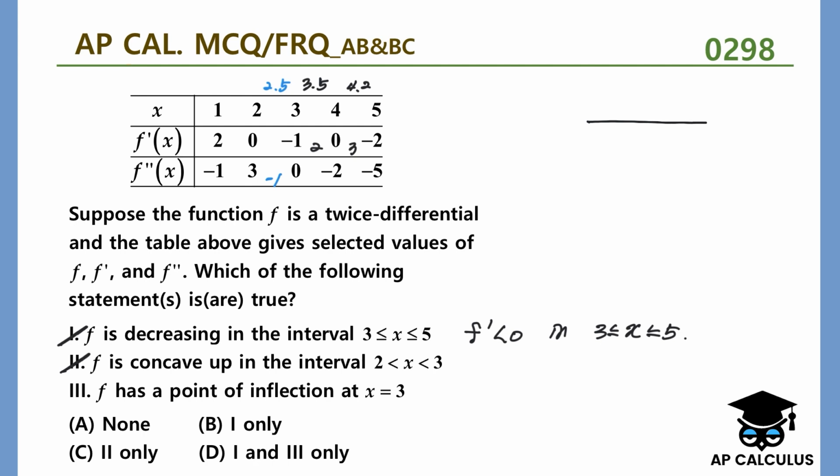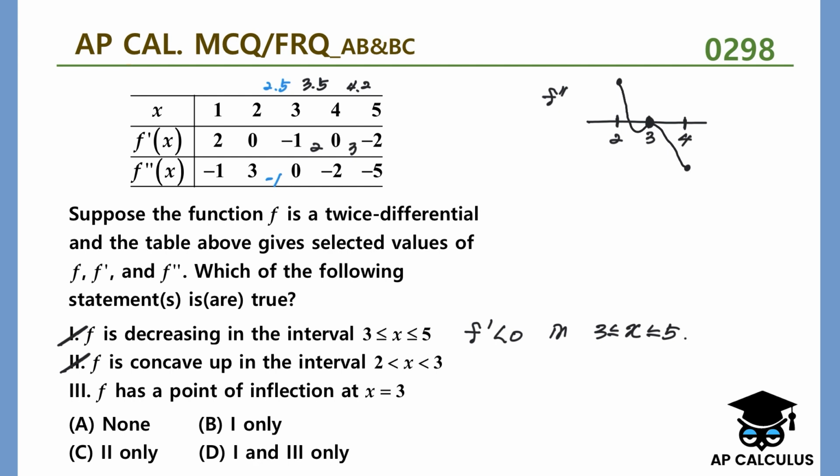When x is 2, f double prime is positive. Let's say positive 3 here. When x is 3, let's say here's a 3, here is a 4, it is a 0 here. And when x is 4, it's a -2 here. Okay? But we don't know what happens between 2 and 3, and 3 and 4, right? We could have this type of graph, f double prime, like this, right?